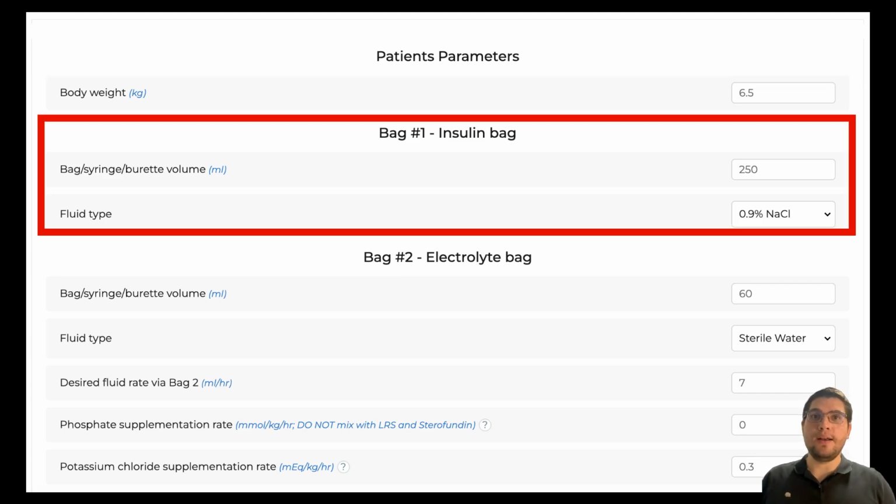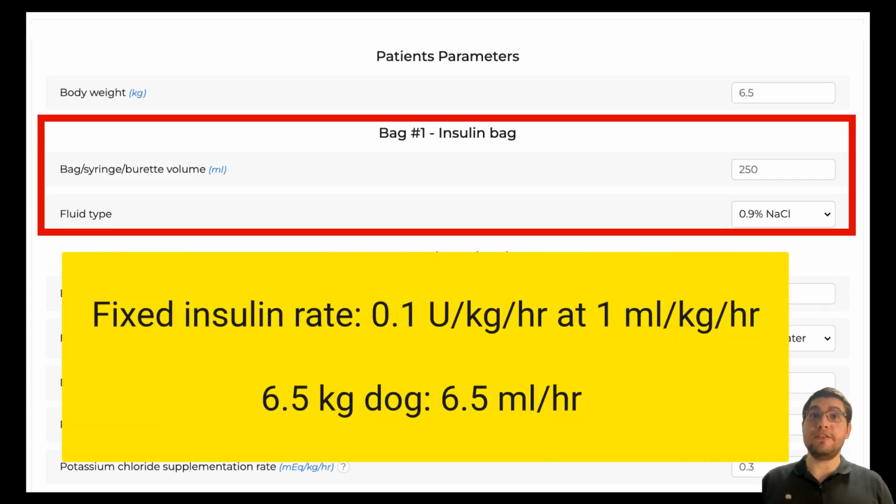For bag 1, I'll use 0.9% NaCl in a 250 ml bag. This bag is designed to deliver a fixed insulin infusion rate of 0.1 units per kilogram per hour when administered at 1 ml per kg per hour. Since our patient weighs 6.5 kilograms, this means bag 1 will run at 6.5 ml per hour unless his blood glucose drops below 125 milligrams per deciliter or 7 millimoles per liter.